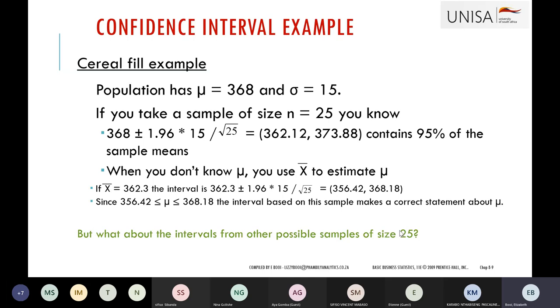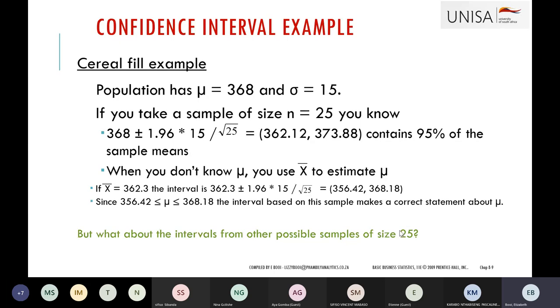In this instance, we know what the population mean is, but most of the time, and in your module as well, you will learn that you will not be given the population mean. So if your population mean is unknown, then we're going to use the sample mean. And that is what your module requires you to do. You are going to be given the sample mean, not the population mean. So we're going to use the sample mean to estimate what the population mean is.